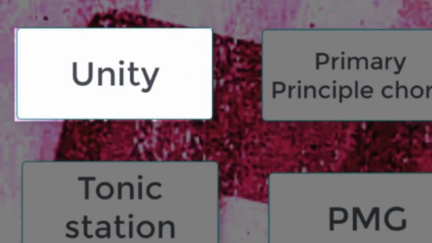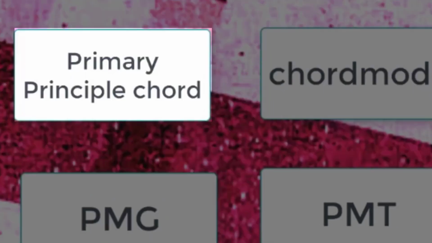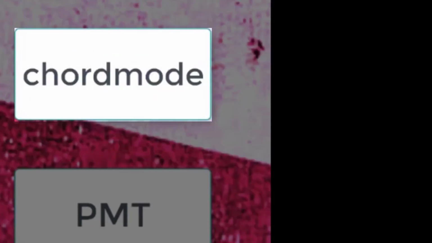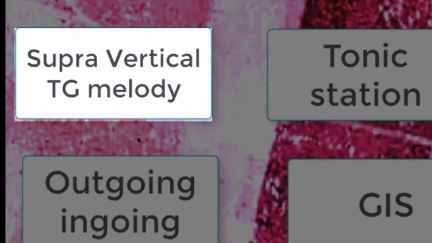Unity means the idea of chord-scale unity, the perfect chord for any scale, or the perfect scale for any chord, which according to Russell is always some form of Lydian scale, that is, a scale with a raised 4th degree. The primary principal chord is the most ingoing or consonant chord for any Lydian scale. Chord mode means the unity of chord and scale. The chord part of the term represents the vertical aspect and the mode part represents the horizontal aspect.